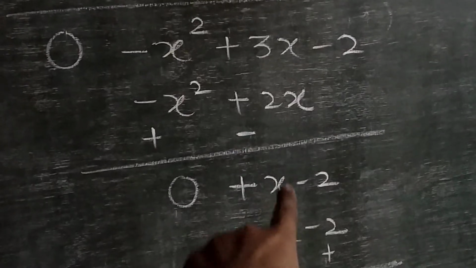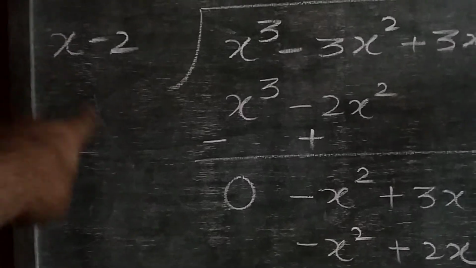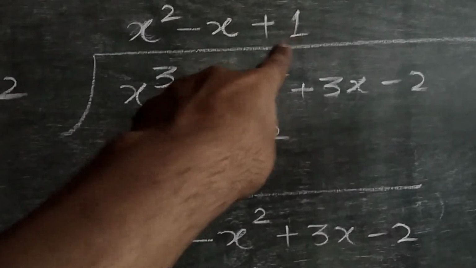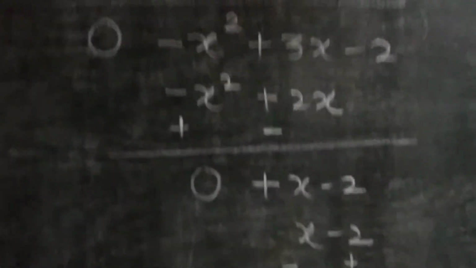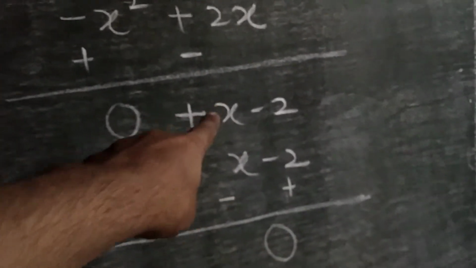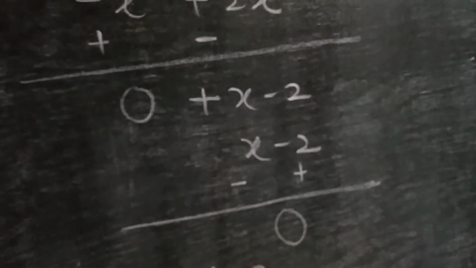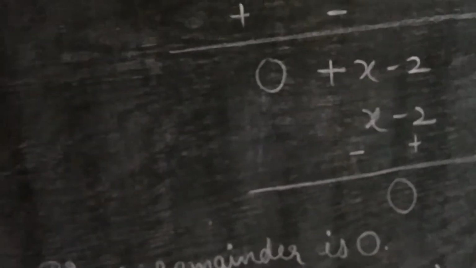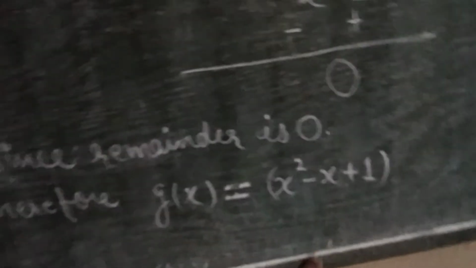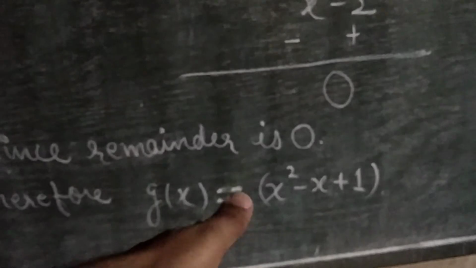Its highest order term is x, and the highest order term of the divisor is also x. So x upon x gives 1. So 1 will be the new term of the quotient. Multiply this 1 with x minus 2, we will get x minus 2. On subtracting, we will get 0. So 0 is the remainder. So we will stop the process here, and we will get the quotient as g of x. So g of x will be x square minus x plus 1. This is the value of g of x which we wanted to find.